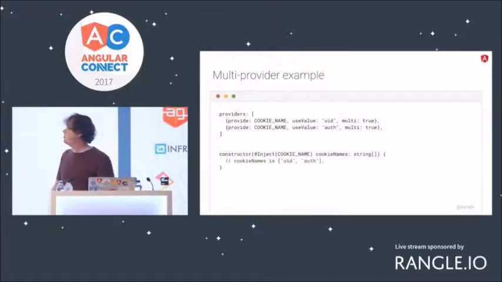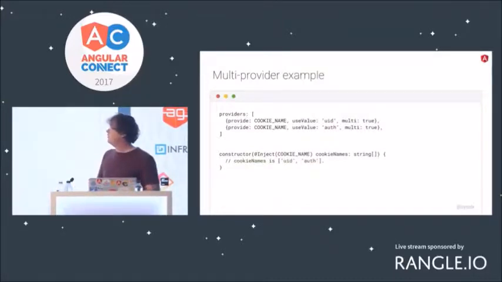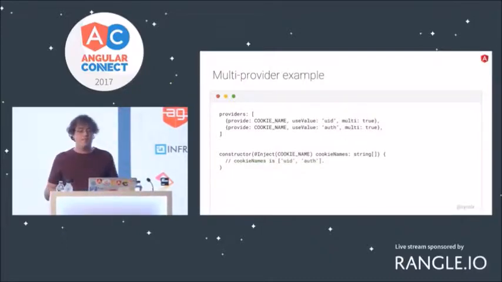So here's a pretty simple example of that. We have a token cookie name. We're providing two different values for it, both with use values, so they're literals. And when we inject cookie name, we don't get the last value. We get an array of all the different values.